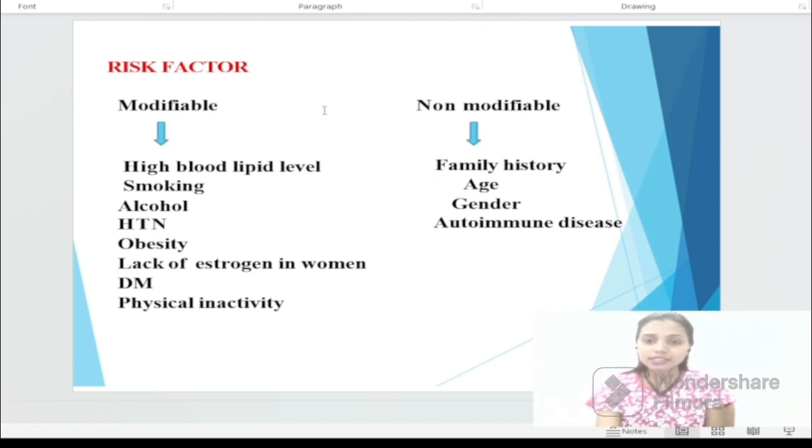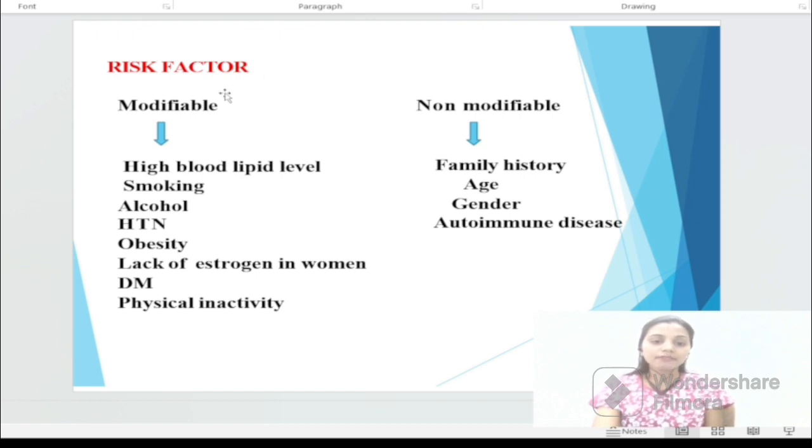Now we have seen the main causes which cause the disease, but risk factors also play a 50% role in causing the disease. There are two categories of risk factors. The first is modifiable risk factors, and the second is non-modifiable risk factors. Modifiable means we can change and modify these risk factors in our lifestyle and prevent this disease. Non-modifiable risk factors we can't change; they are hereditary and by birth.